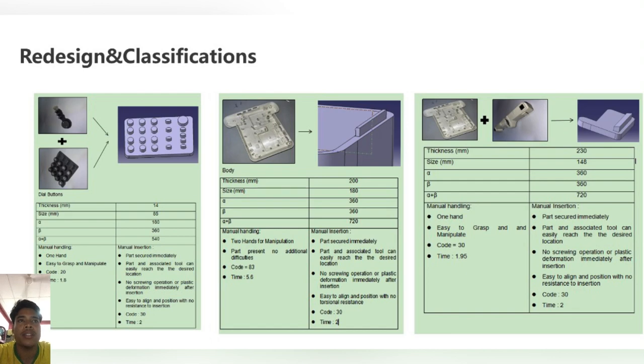We combine the two parts. The parts are dial button and membrane button. Why do we combine these parts? Because these parts use the same material, rubber material, and the manual handling and manual insertion are totally the same, but thickness and size are different. And then after that, the next part is a body.